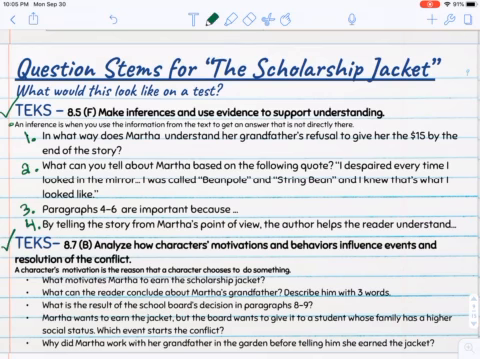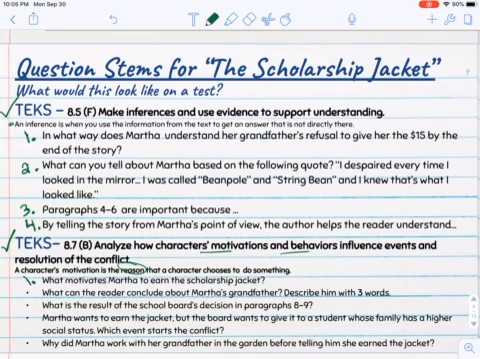The next skill is analyze how characters' motivations and behaviors influence events and resolution of the conflict. What's making our character move and behave a certain way? So character motivation is the reason that a character chooses to do something. So what is their purpose, their hidden reason?